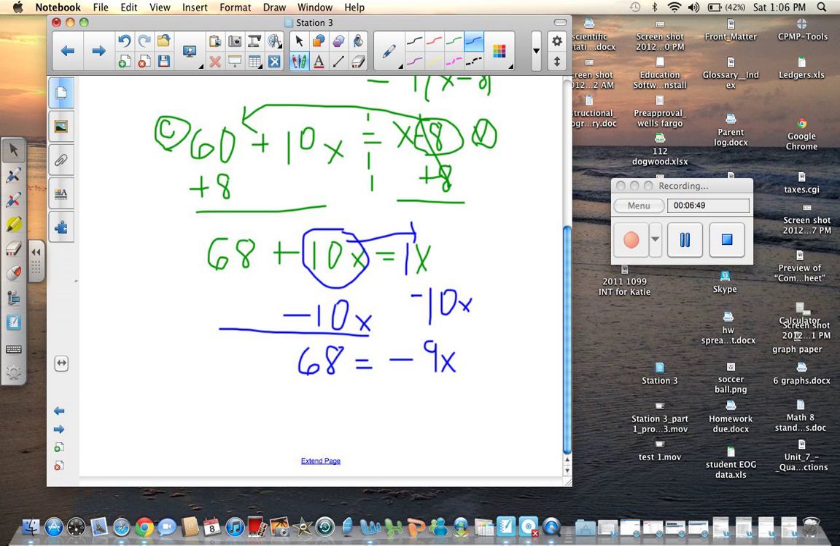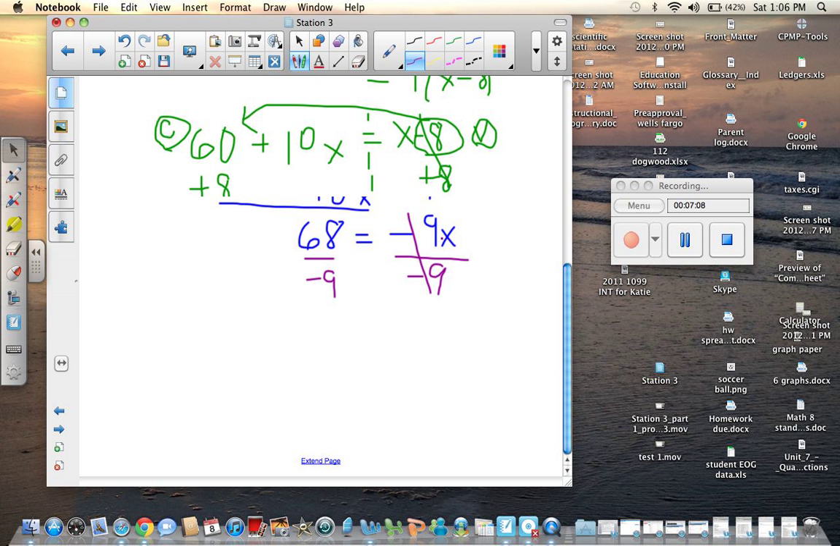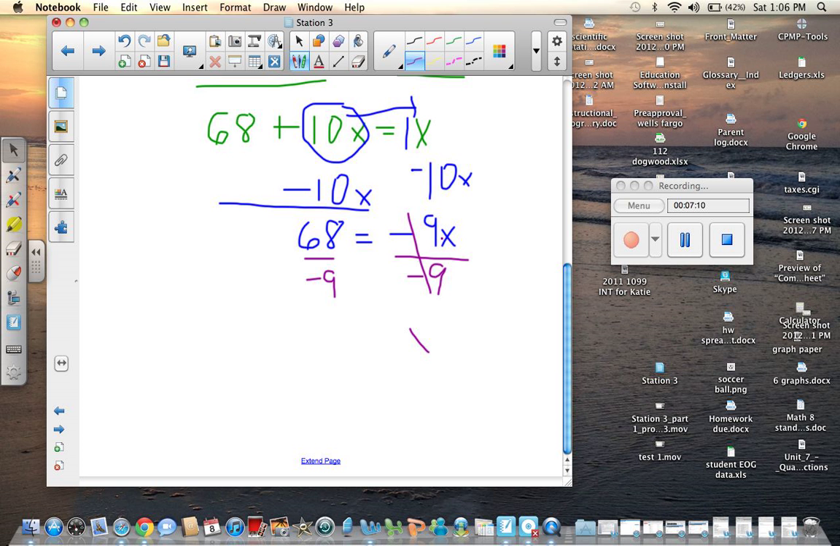Last, this -9 is being multiplied by the x on the right. So the inverse operation is division. So we're going to divide each side by -9. Over here, -9 divided by -9 is equal to 1, so we're left with just 1x.